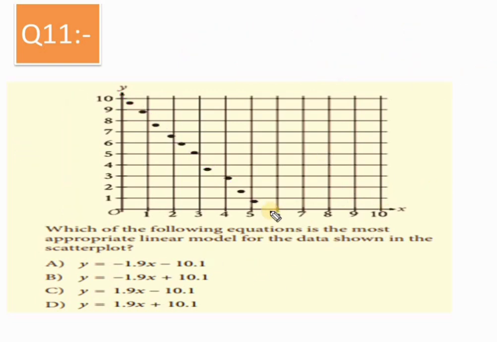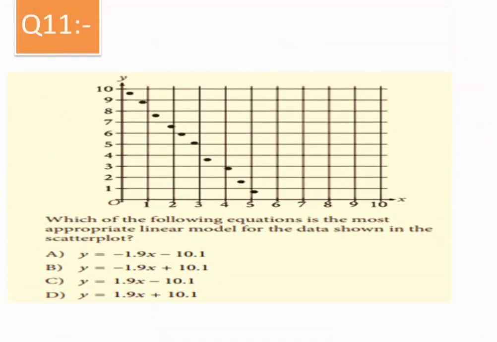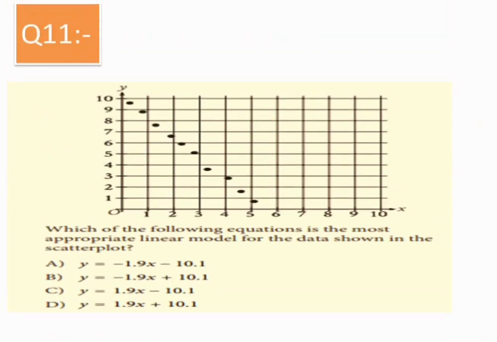And we have another way to solve this question. You can find the coordinates of a point, and use its x to find its y. To understand that, we're gonna take a point, for example this point with unknown coordinates. The coordinate of it is x and y. The value of x is 1 and the value of y is approximately 8.9. So I'm gonna use the x in each equation here and find the value of y, and the most appropriate value will be the correct answer.